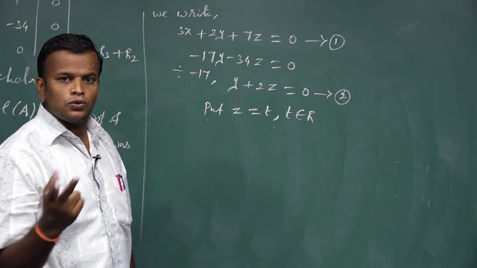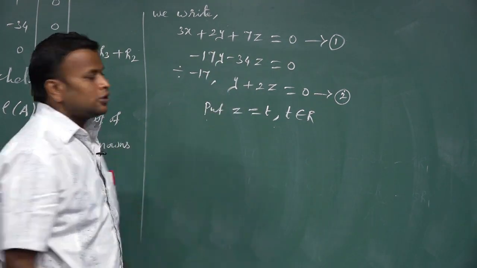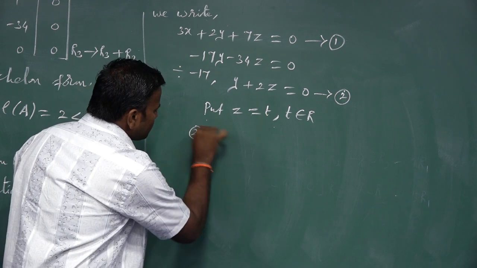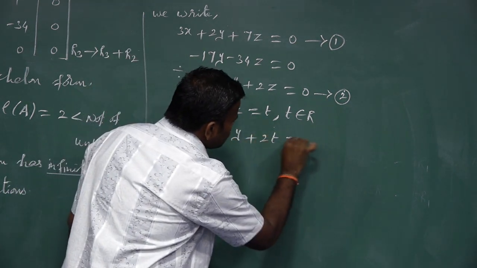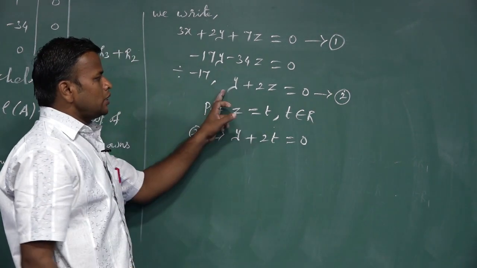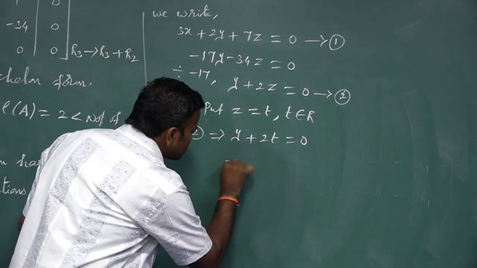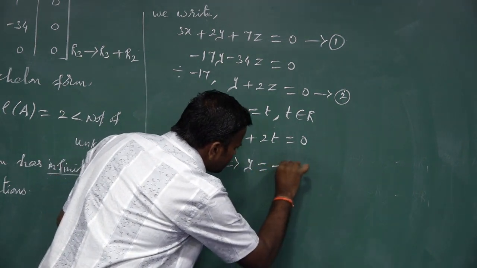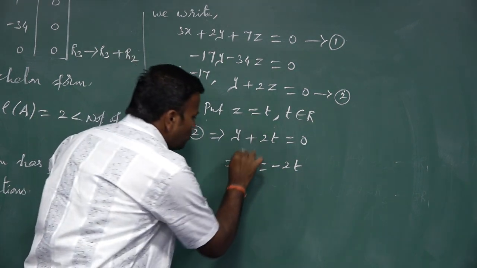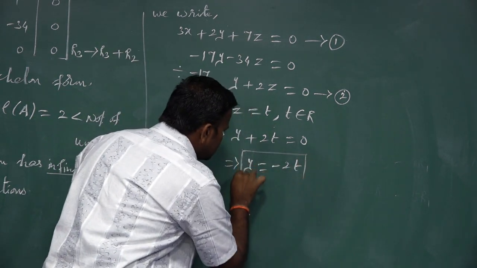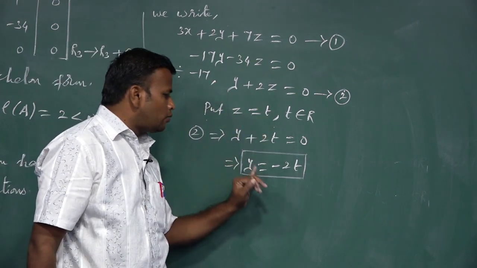Now we use the value of z in equation 1 or 2. We use equation 2 because it contains just 2 variables, while 1 contains 3 variables. So equation 2: y plus 2t is equal to 0. Y plus 2 times the value of z, which is t, is equal to 0. What about y? Plus 2t goes to that side as minus 2t. So the value of y is minus 2t.